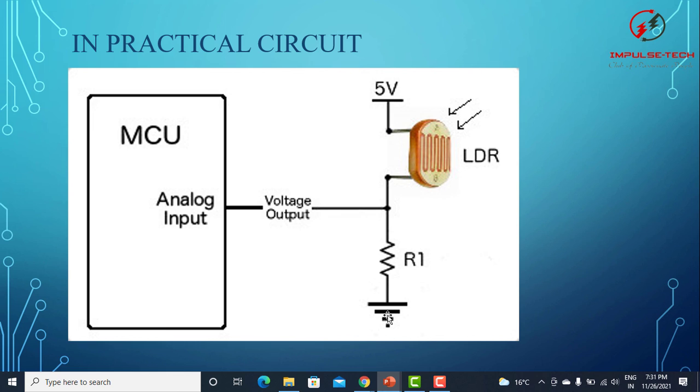So we are giving this output voltage to the microcontroller. In our case, the microcontroller is Arduino. So based on that output voltage given by the voltage divider circuit, we can read the light intensity. This is how we can utilize the voltage divider circuit in real life practical circuits.